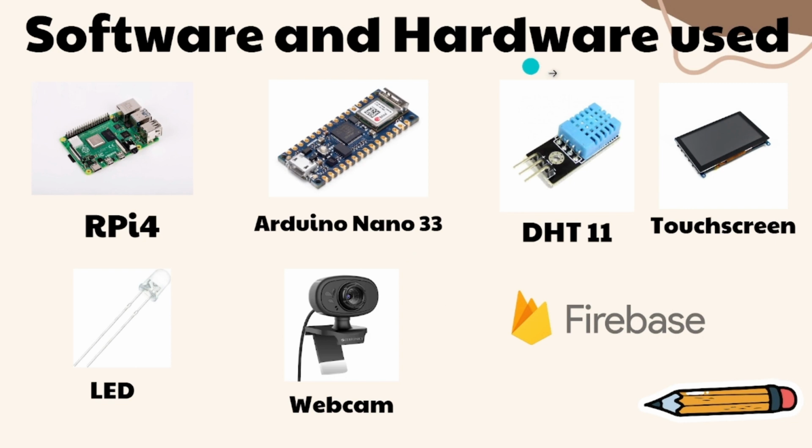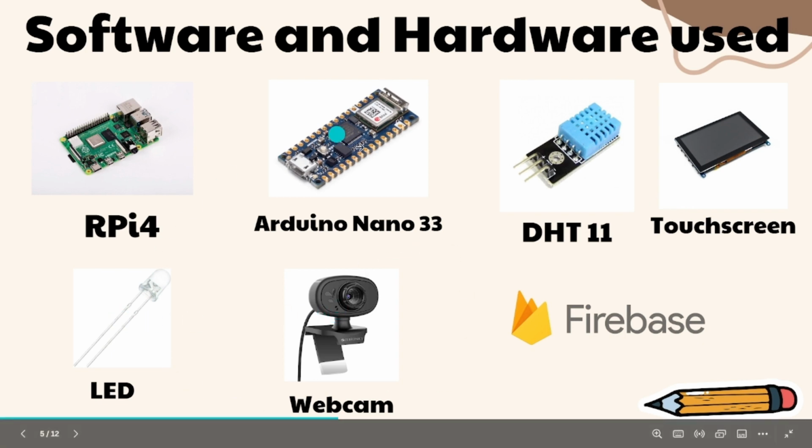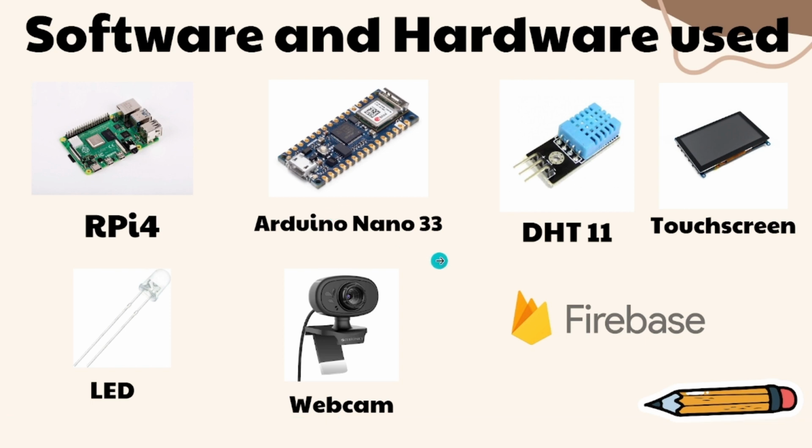The software and hardware that we have used are listed below. For example, we have used Raspberry Pi 4, Arduino Nano, DHT11 sensor, touchscreen, LED, webcam. Along with this, we have also used jumper wire, which is quite common. The software which we have used is Firebase.